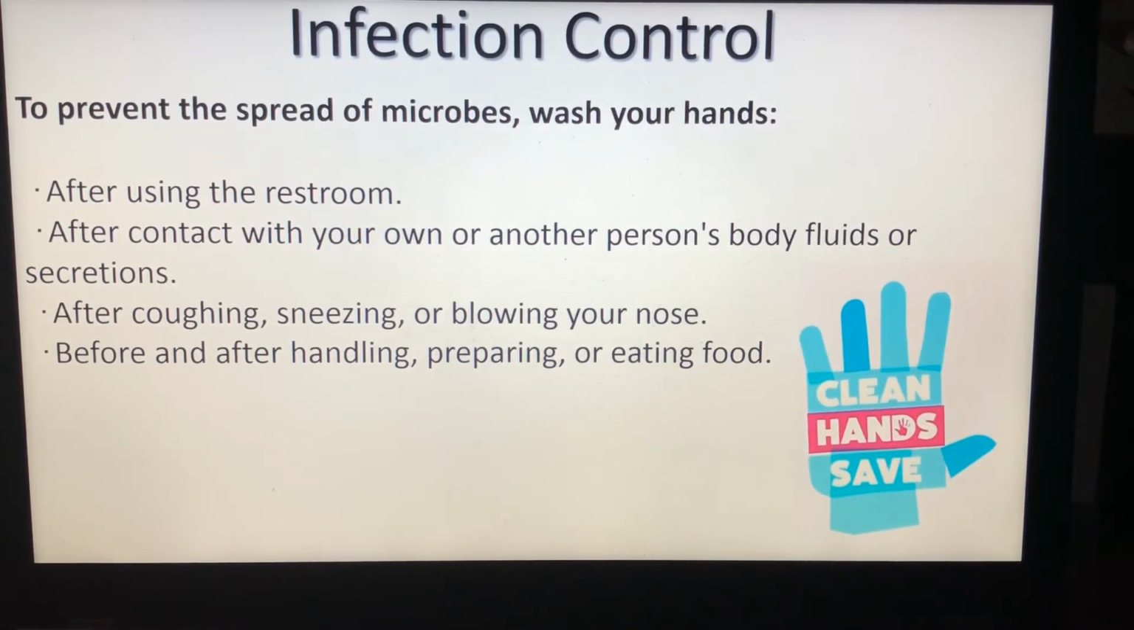So to prevent the spread of microbes, wash your hands. The number one thing that you can do to prevent a resident from getting sick is wash your hands. So we want to wash our hands after we use the restroom, after we have contact with our own or another person's bodily fluids or secretions, after coughing, sneezing, or blowing our nose, and before and after handling, preparing, or eating food. And it's not on here, but also if you smoke, you want to wash your hands after you smoke as well.